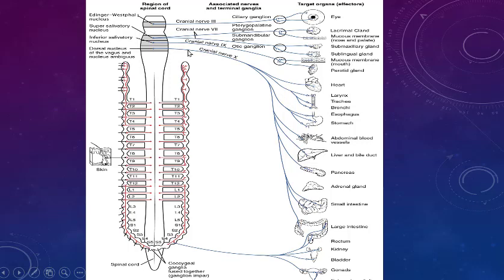You can see that the preganglionic neurons are very long, and here they synapse with the postganglionic neurons, which are from a few millimeters to a few centimeters long. So the difference between the sympathetic and parasympathetic nervous system on the neuronal basis is that the preganglionic neurons of the parasympathetic nervous system are long, and the postganglionic neurons of the sympathetic nervous system are long.